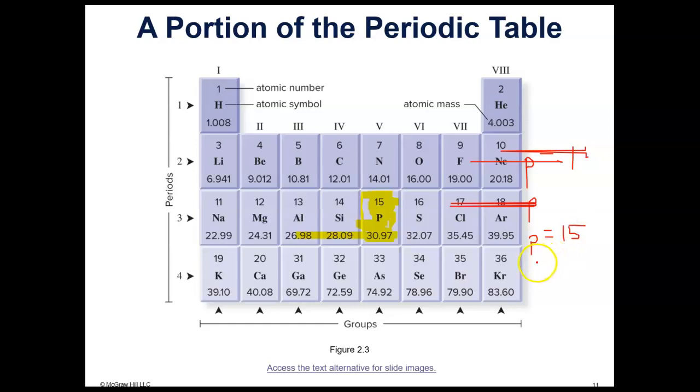Okay, protons is 15, electrons is also 15, and the neutrons is going to be 31 take away 15, which is 16. All right, so I'm not doing great with the mouse, but anyway, just to repeat this, for phosphorus, the number of protons is 15, electrons is 15, and neutrons would be 16. So that's another example that you can use.